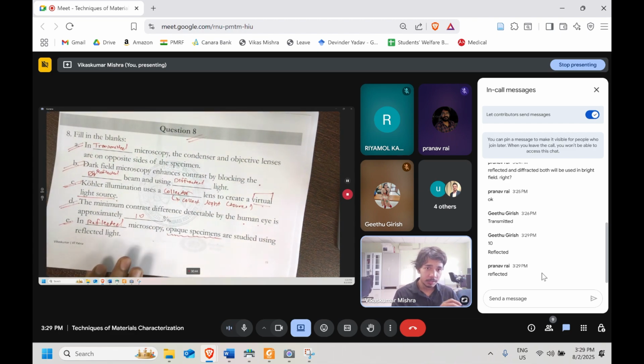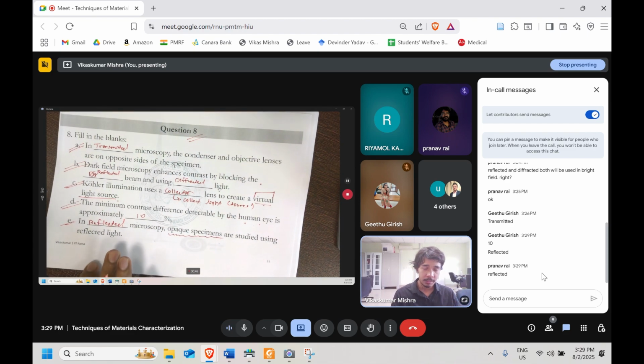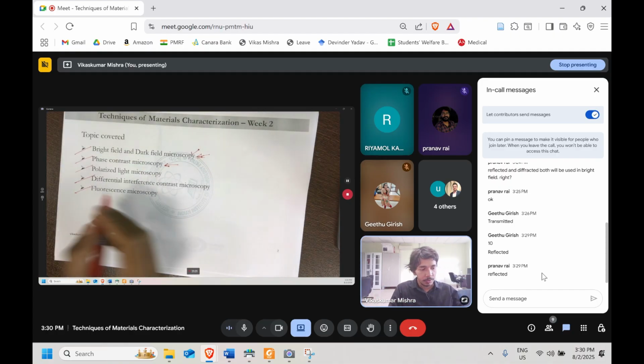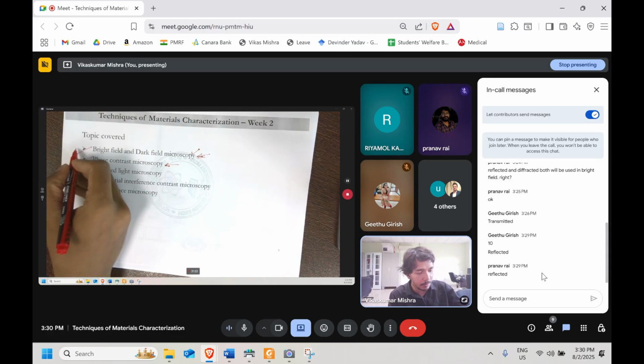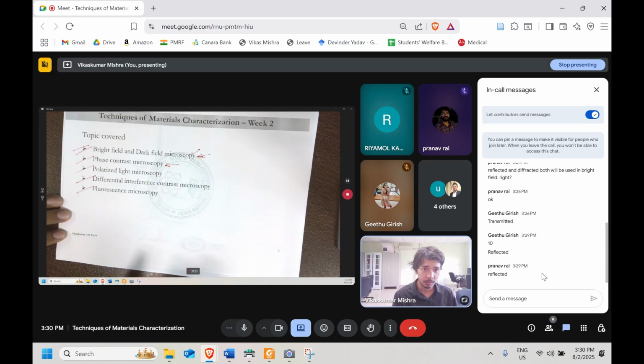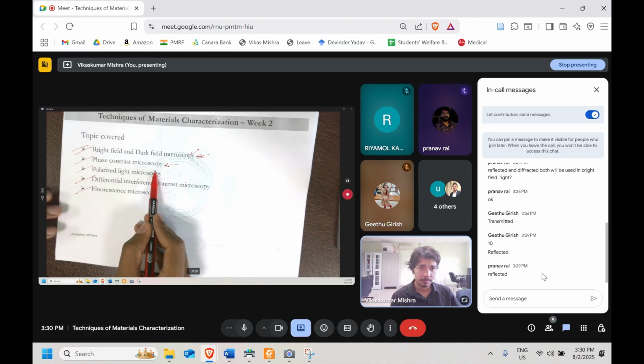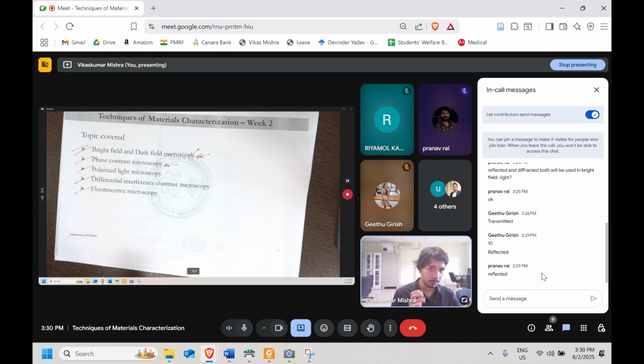Is there any doubt in this question? The entire thing that we have discussed, the bright field and the dark field? Since there is none, let's move to the next concept. Our first part is over. We have discussed bright field and dark field microscopy. Let's discuss phase contrast microscopy. After that, we'll try to solve a question based on them.